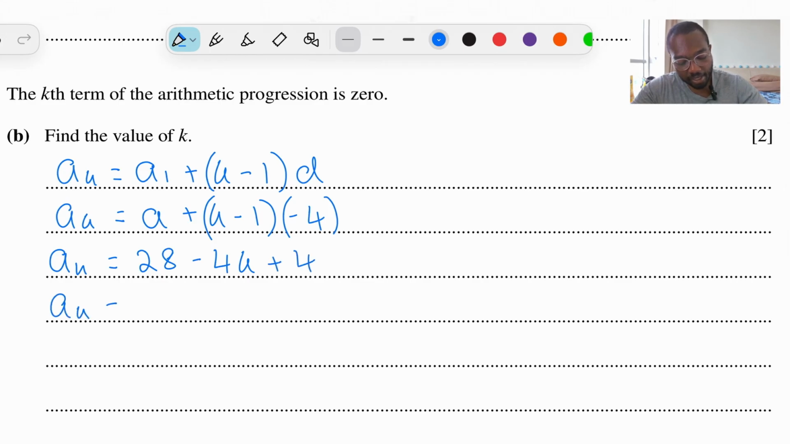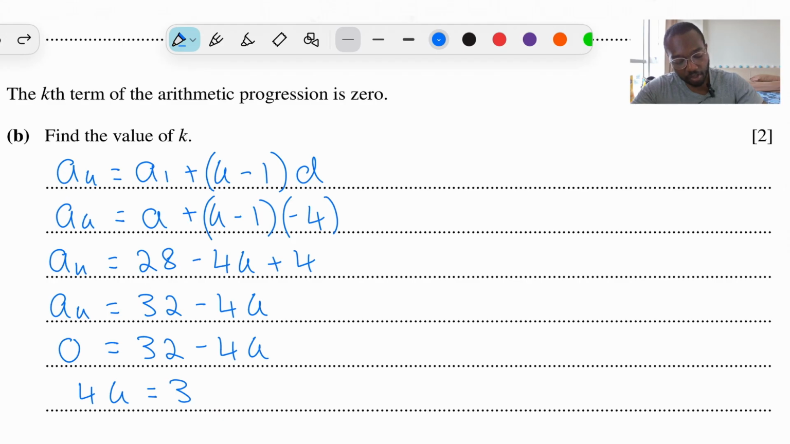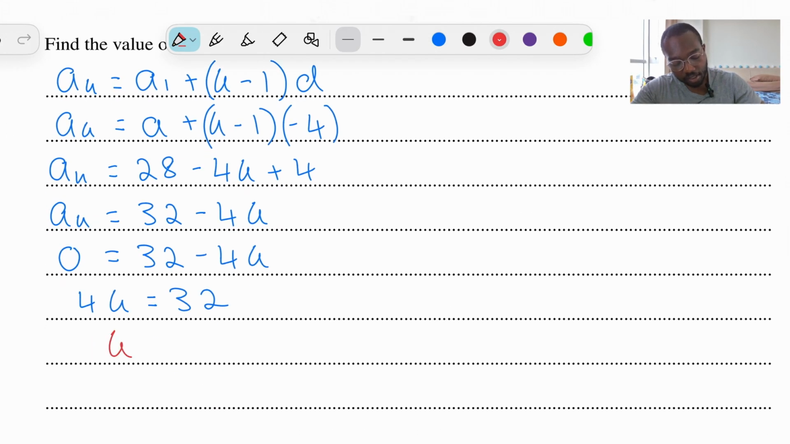So a_k is equal to 32 minus 4k, and they tell us that the kth term of this arithmetic progression is 0. So we know that for this kth term, it's 0. Therefore, 0 must equal 32 minus 4k. Therefore, 4k is equal to 32, or not 38, 32. Therefore, our k value is simply 8.